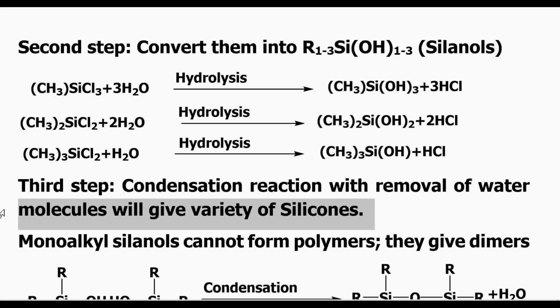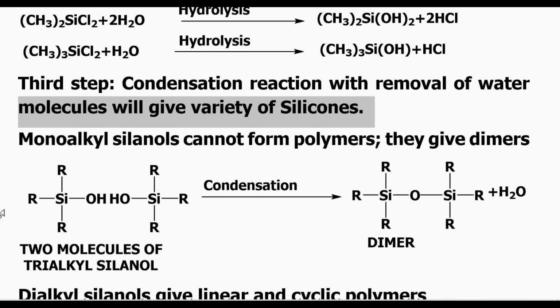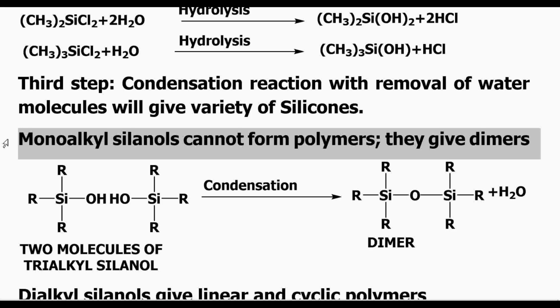Now let us have a look at the condensation reaction in case of different alkyl silanols. See, if you have monoalkyl silanols, then you cannot obtain polymers, you will get only dimers. Because in this compound that we have prepared, if you are having trialkyl silanol, then the reactive site or the active site is only OH for condensation.